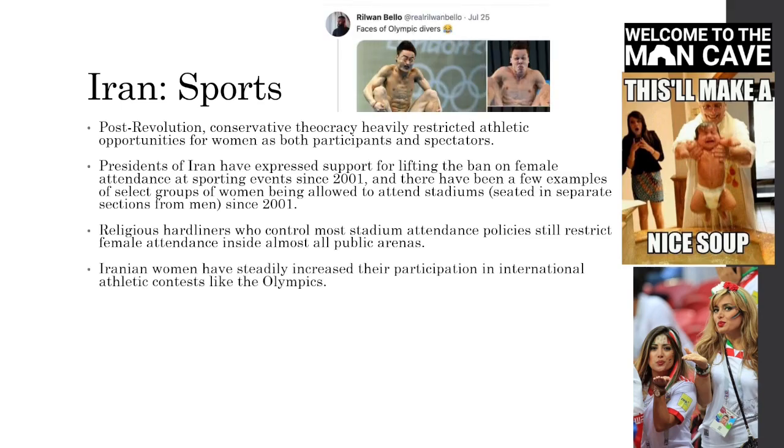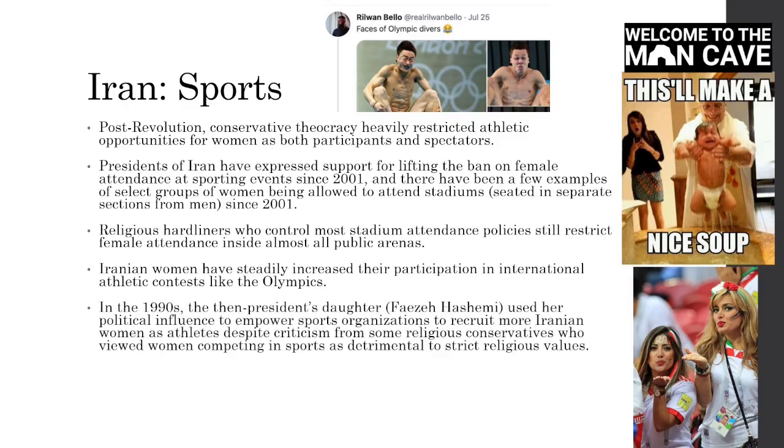Iranian women have steadily increased their participation in international sports, such as the Olympics. In the 1990s, the president's daughter used her political influence, because she was the president's daughter, to empower sports organizations to recruit more Iranian women as athletes. She did this despite the heavy criticism she received from religious conservatives who viewed women competing in sports as against their religious views. So the reason these restrictions are in place is because many conservative religious individuals believe that women competing and spectating sports violates Islamic law.